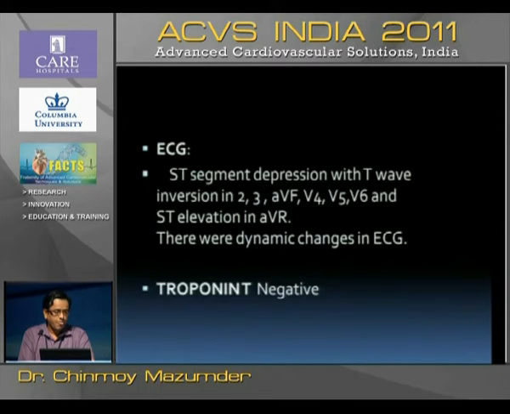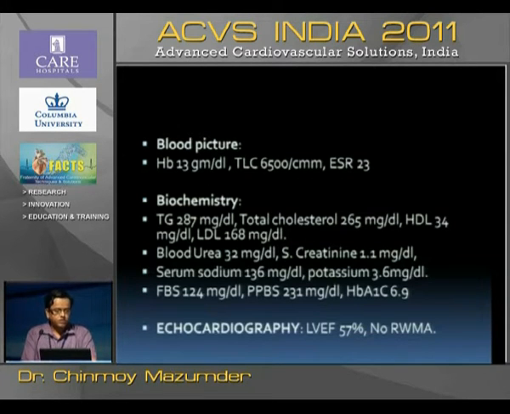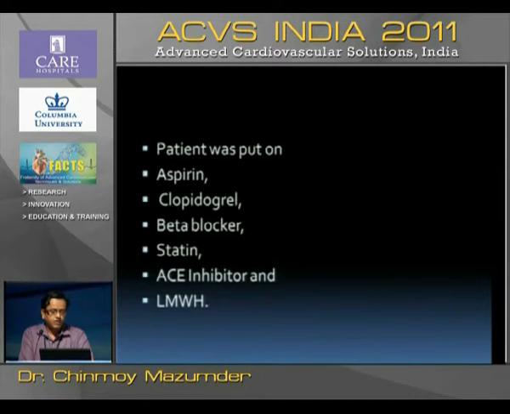Troponin was negative. Blood picture showed normal hemoglobin. The abnormalities were that triglyceride, cholesterol, and LDL were raised. Other parameters were normal. The blood sugar was raised. HbA1c was 6.9. On echocardiography, EF was 57%. The abdomen was normal. The patient was put on aspirin, clopidogrel, beta blocker, statin, ACE inhibitor, and LMWH, and we planned an angiography.